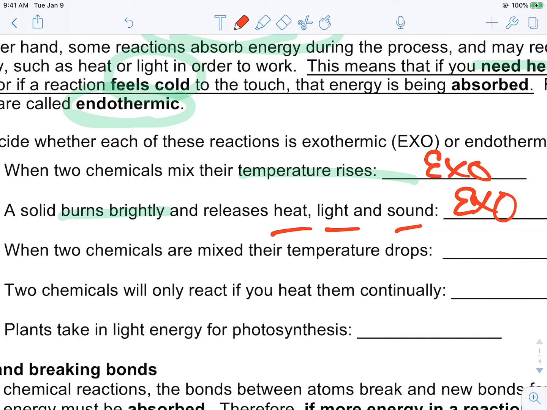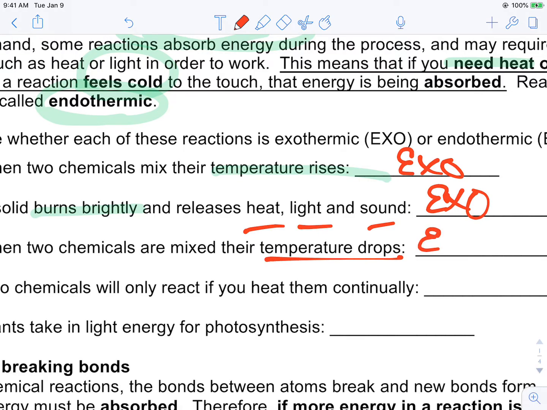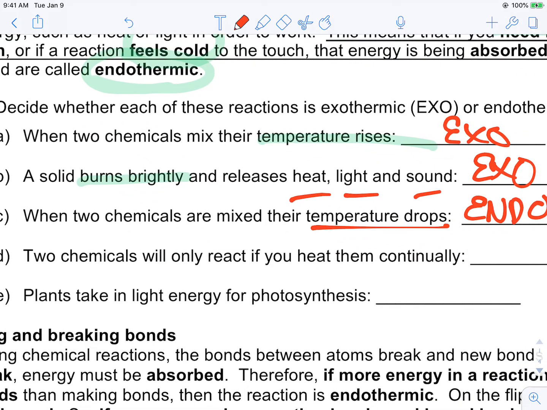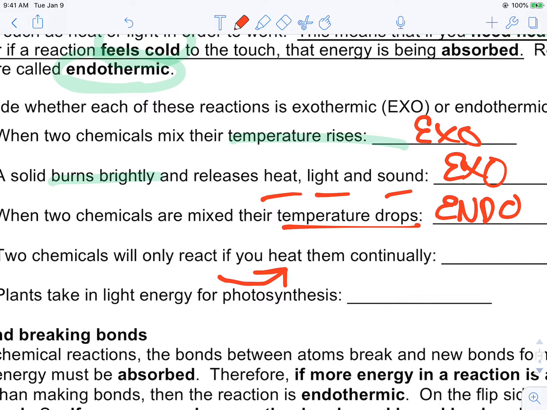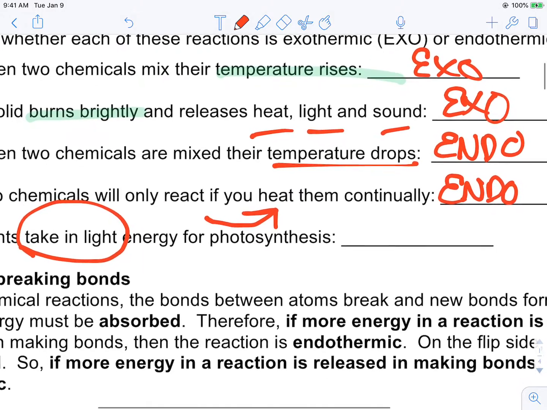As two chemicals are mixed together, the temperature drops. So we're getting cooler, so this is going to feel cold, not hot, so this is going to be endo. And then if we have two chemicals that will only react if you heat them continually, that means we have to put in energy in the form of heat to cause a reaction to happen. So this is going to be endo. And if we are taking in light energy or absorbing energy, this is also going to be endo.